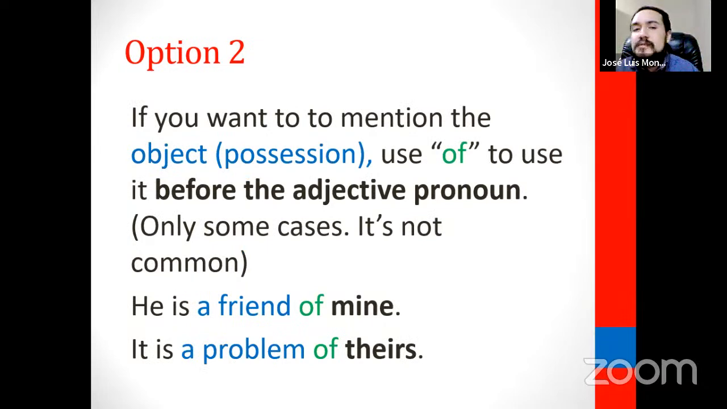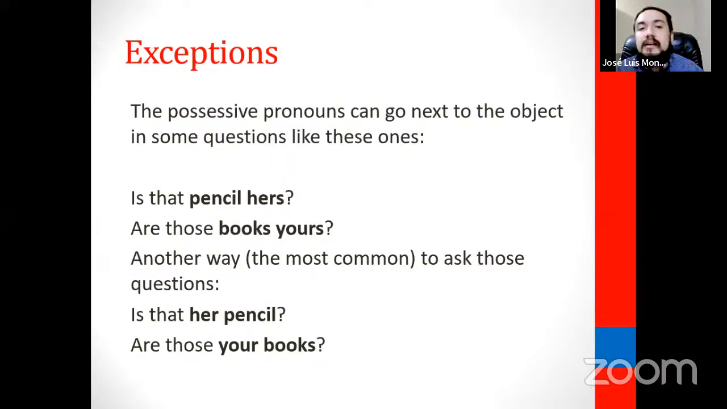The second option is with this expression that can be sometimes pretty common and interesting. The noun or the object, "of," and then the possessive pronoun. So, he's a friend of mine. It is a problem of theirs. It's not always the best option, okay? But it's an alternative that you got.